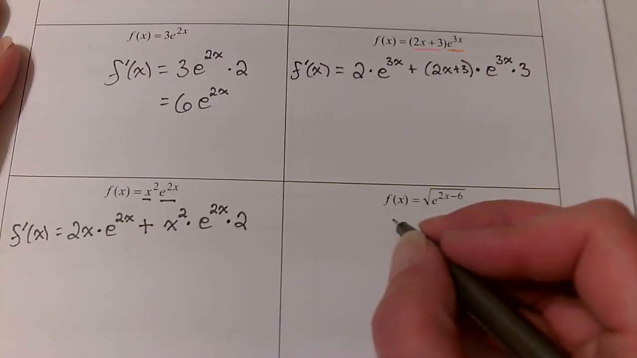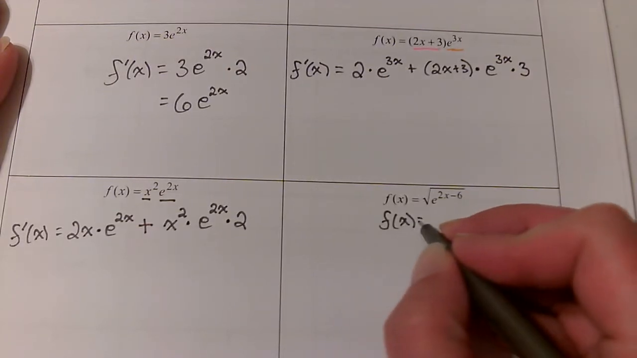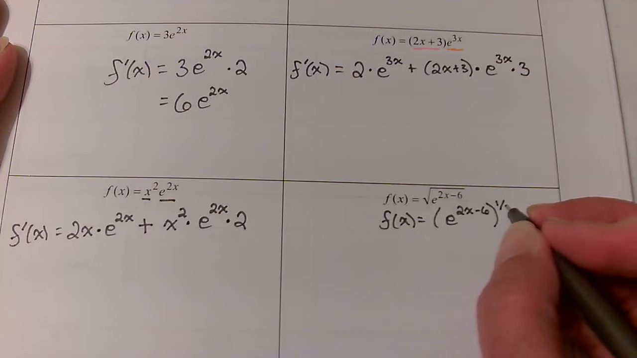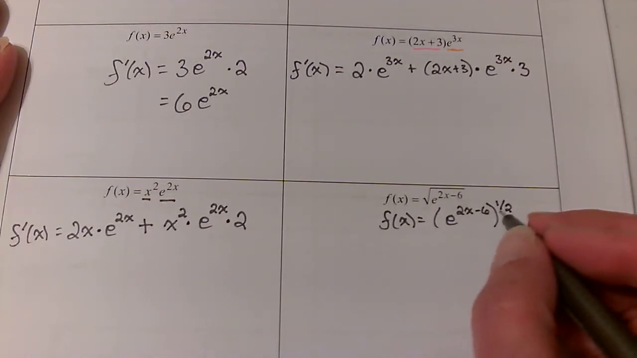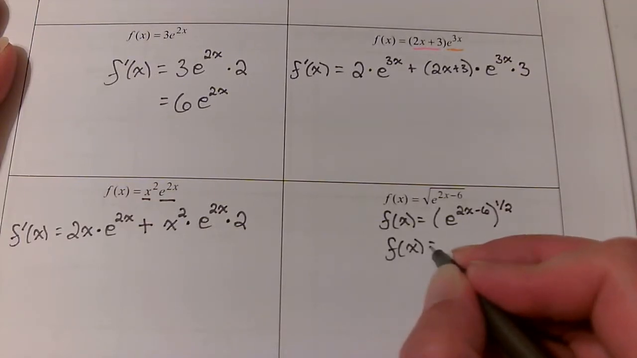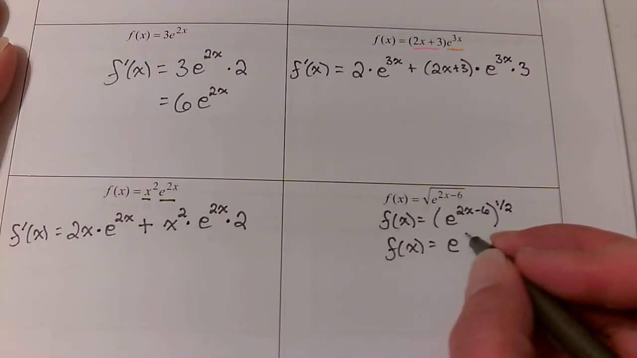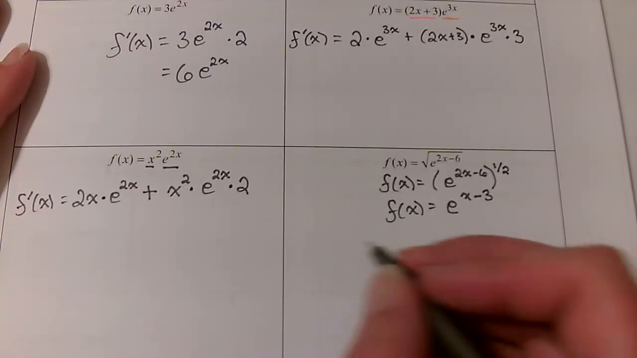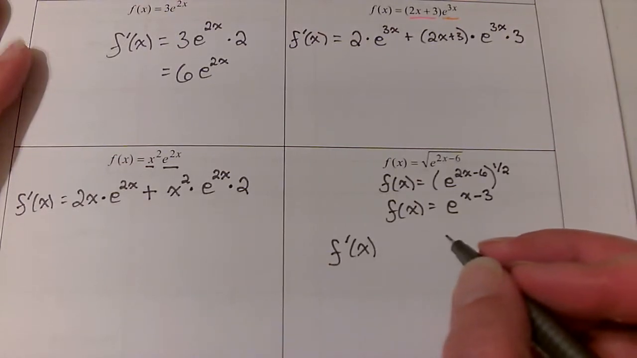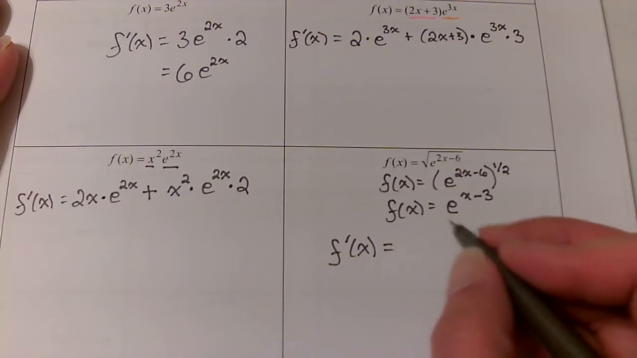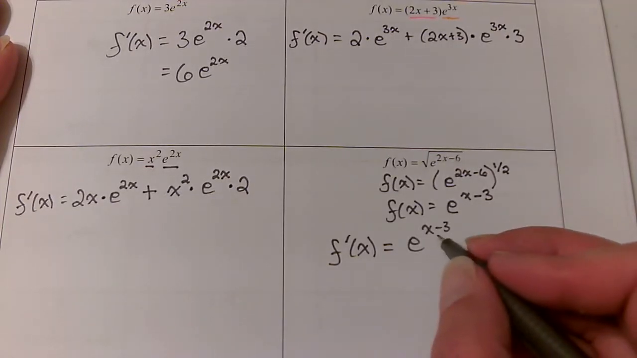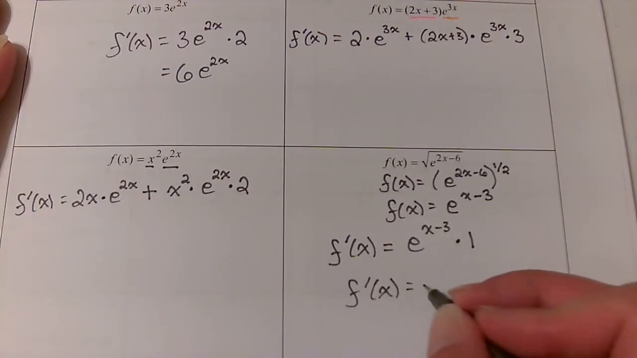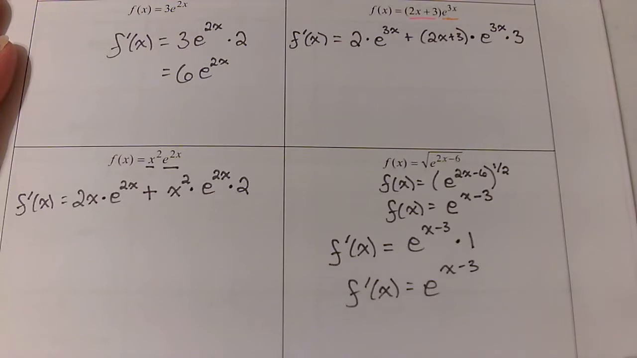Oh, chain rule. Well, before we start, let's rewrite it. Square root is really to the 1/2 power. Wait, power to a power? I think I can multiply that together. So if I multiply those two exponents, I'm going to get e to the half of 2x is x, and half of -6 is -3. That's pretty. Sometimes you don't have to use the chain rule if you can simplify it first. So, e to the x minus 3 times the derivative of the exponent, which is just a 1. That one's nice. That turned out kind of neat.